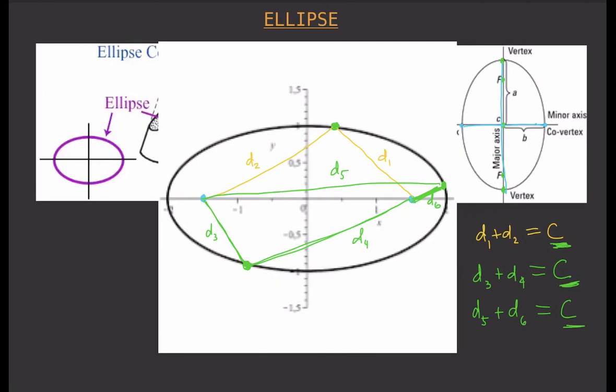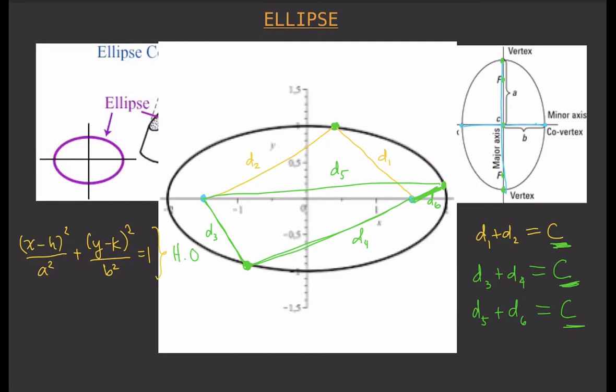Now before we end, let's discuss the equations of an ellipse. An ellipse has two equations, depending on whether it is horizontally oriented or vertically oriented. In the case where the ellipse is oriented horizontally, the equation would be (x minus h) squared over a squared plus (y minus k) squared over b squared equals 1. So this is for the horizontally oriented ellipse.